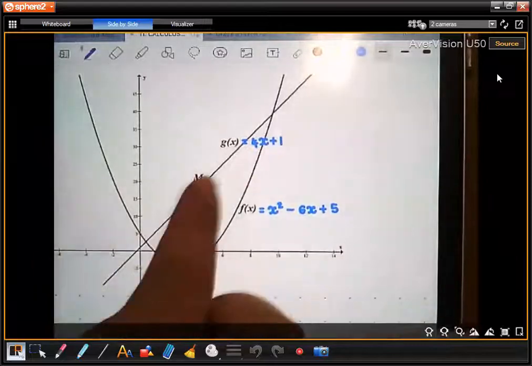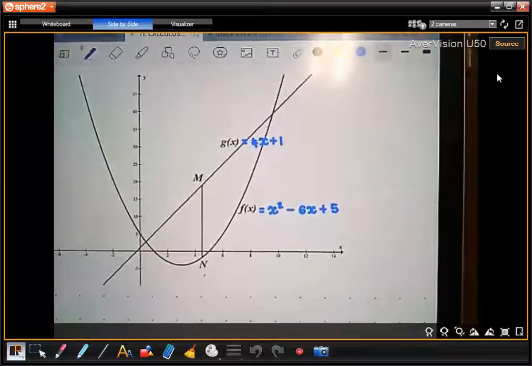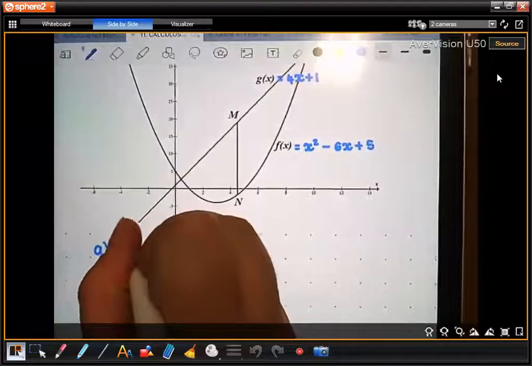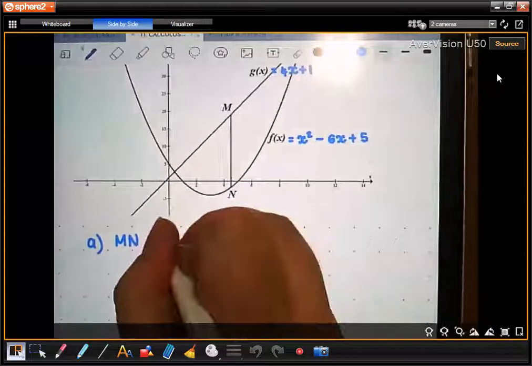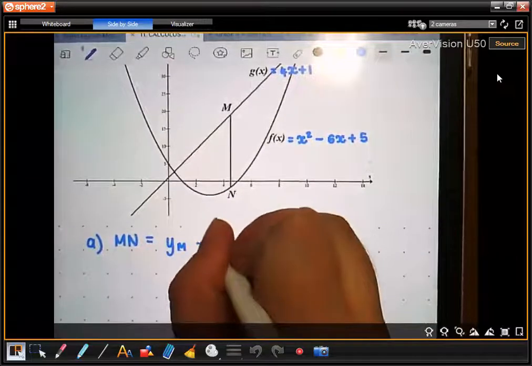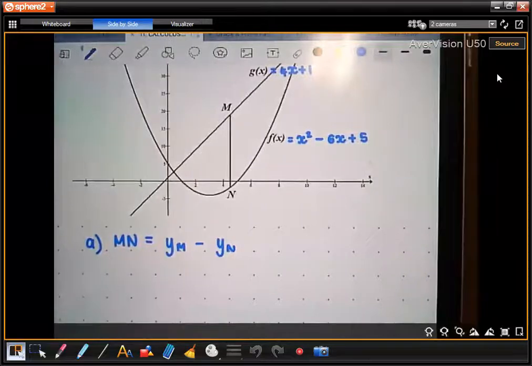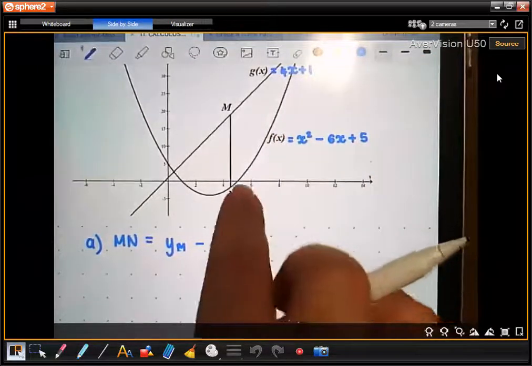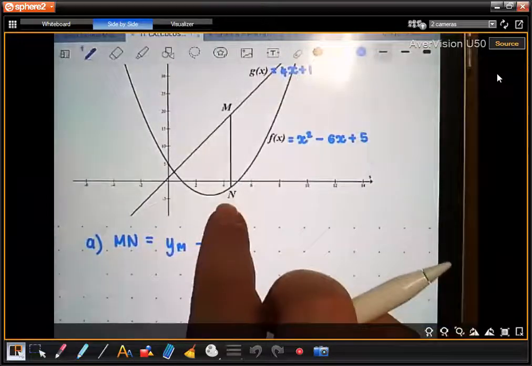Now, on my graph, I could kind of guess, right, what the values are, but I don't know specifically or accurately. So we need to use an expression for that. So for A, we're going to say MN is equal to the y value of M minus the y value of N. Please add that step in there. The y value of M minus the y value of N. Now, guys, we don't have the y values, right? But we have formulas to get the y value. We have an equation for f. Now, N lies on it, right? The point N lies on it.